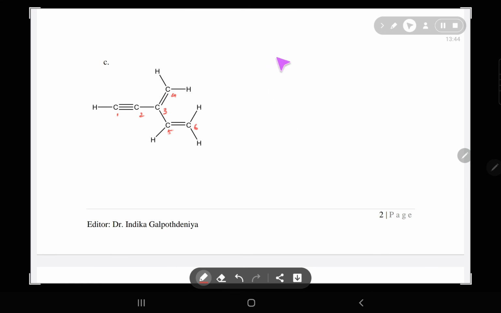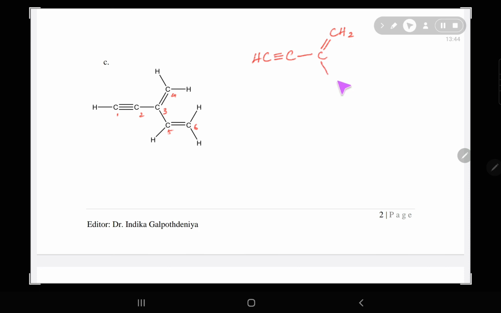Carbon number 1 is a CH, and it has a triple bond. Sometimes people might write the hydrogen on the next side. That is perfectly fine, both are correct. CH, and then you have the second carbon, C, which doesn't have any hydrogens, and then a C with a carbon-carbon double bond. Carbon number 4 is a CH2, carbon number 5 is a CH, then you have a double bond, and then a CH2 as carbon number 6. So this will be your condensed structure.